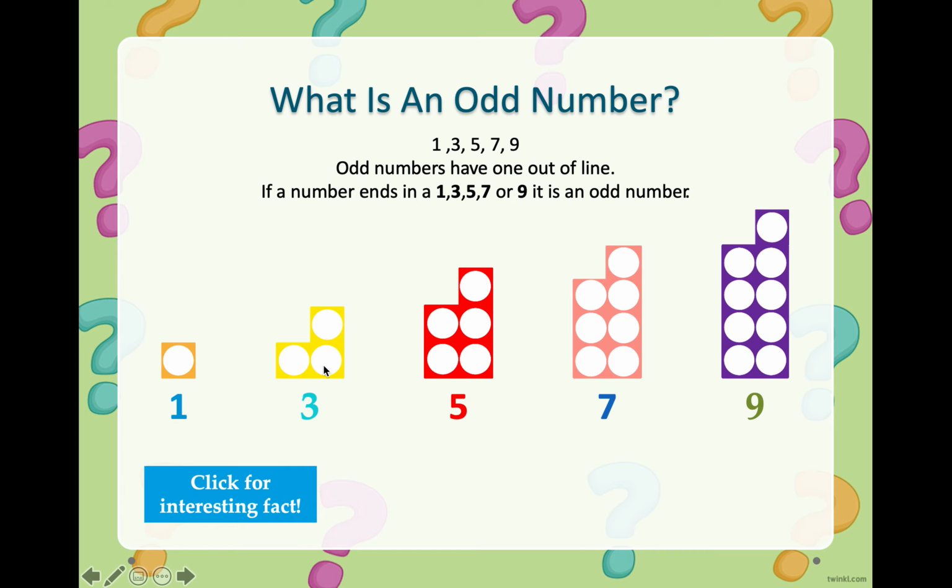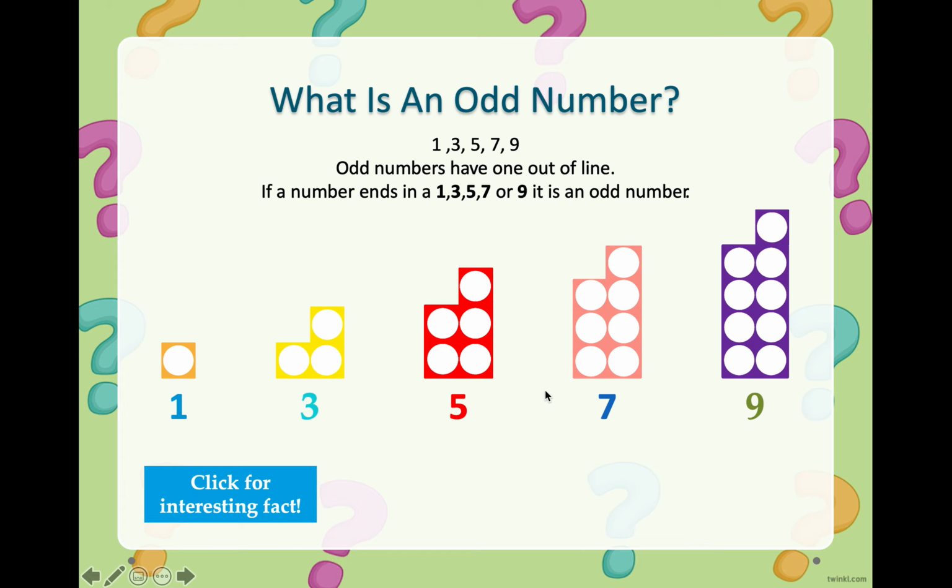So here we have 2 and the 1. The 1 does not have a friend like an even number. So here we can say that 3 is an odd number. Let us look at the number 5. These 2 are friends, but this one over here has no friend. So we can say that 5 is an odd number.